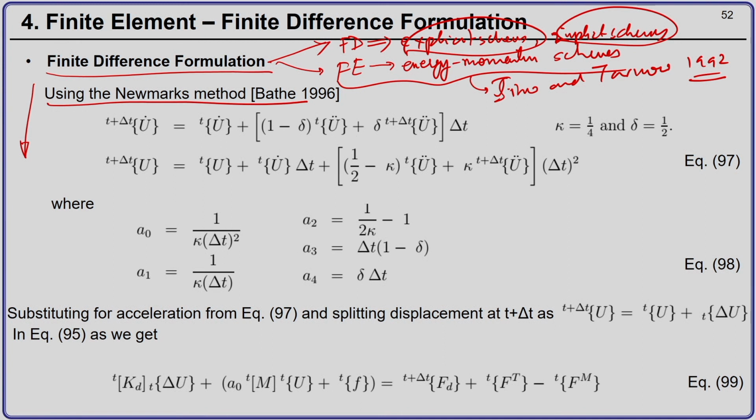If you are doing a very high velocity impact kind of problem, then definitely we use an explicit scheme, because there, finding the tangent matrix K is a very tedious process.